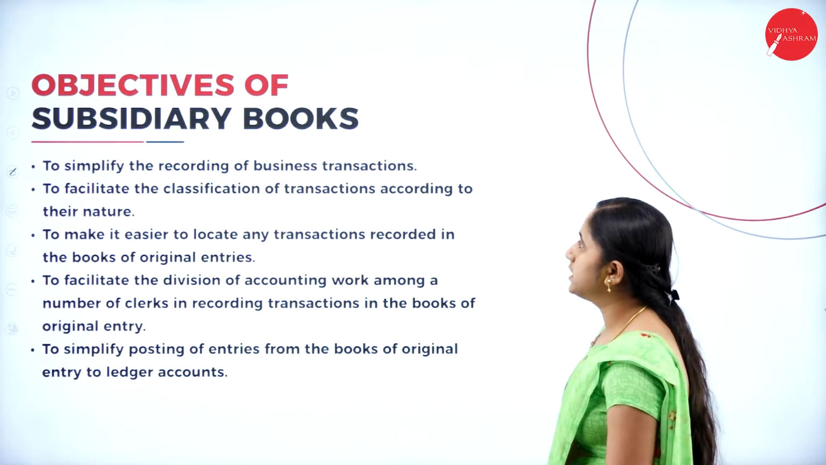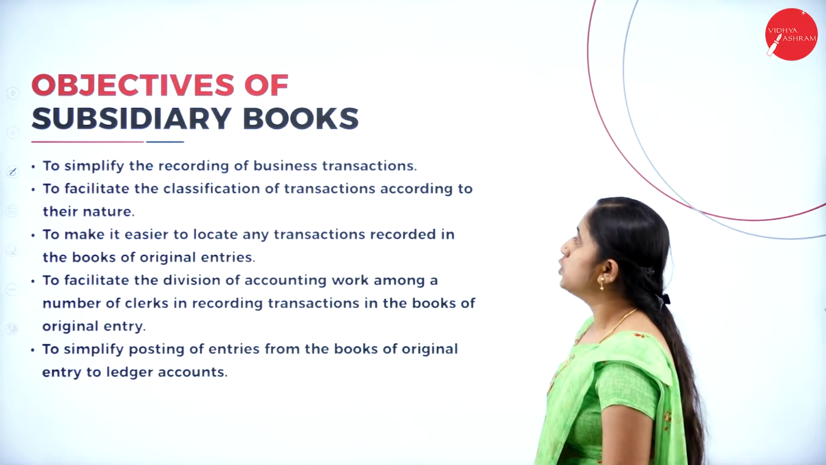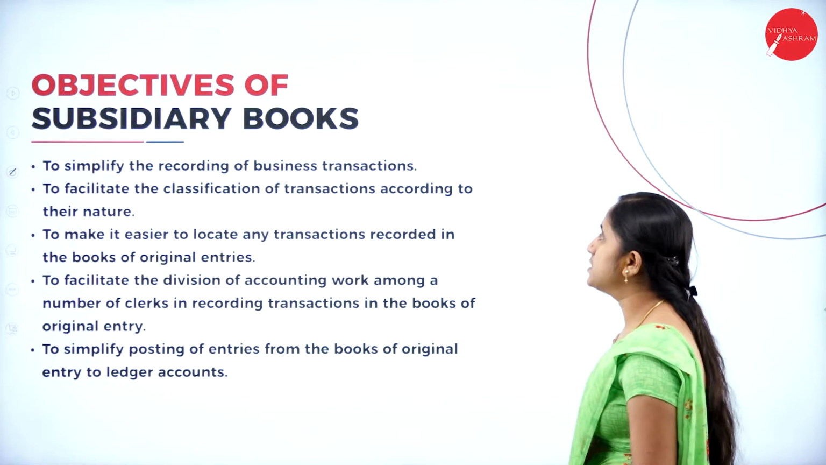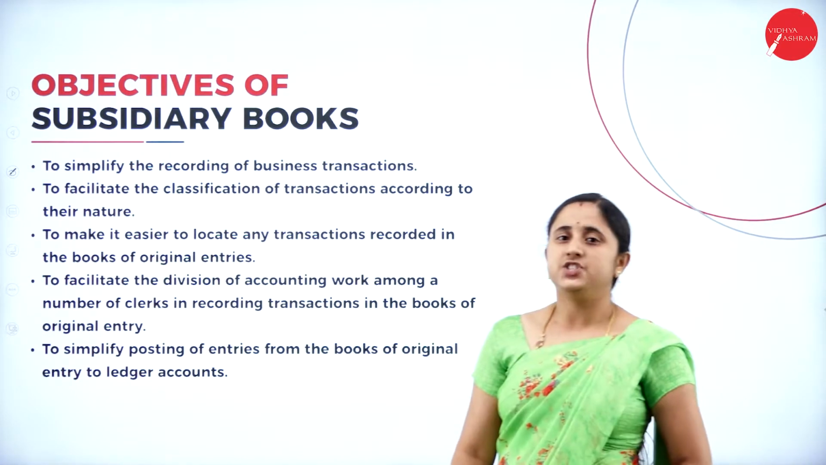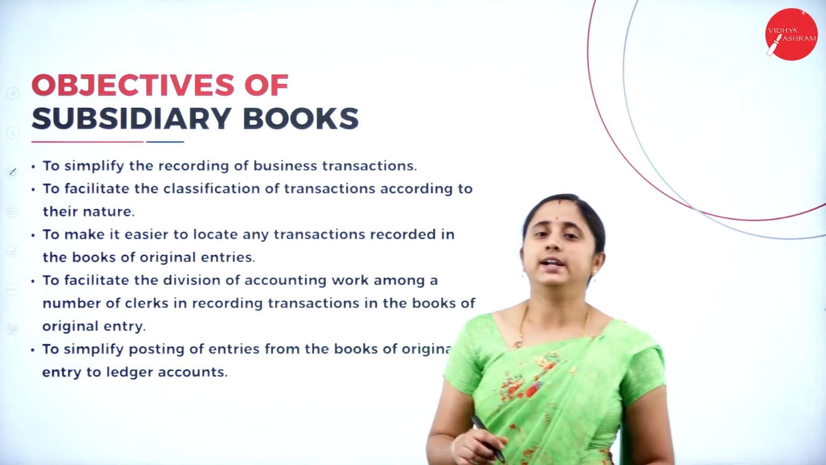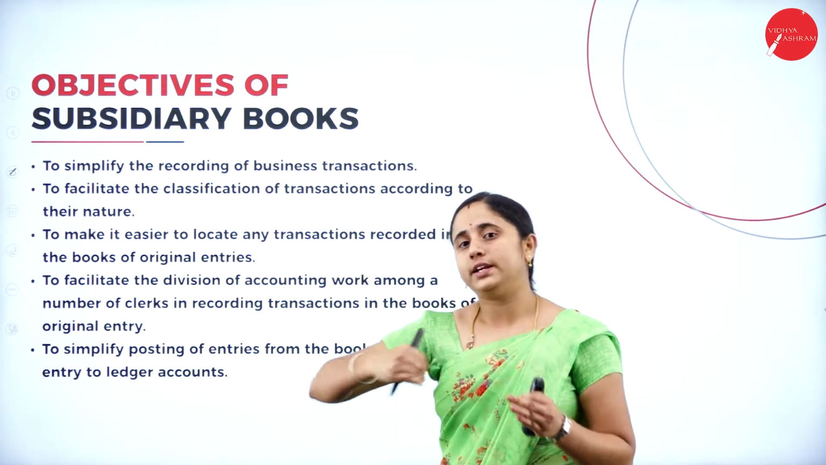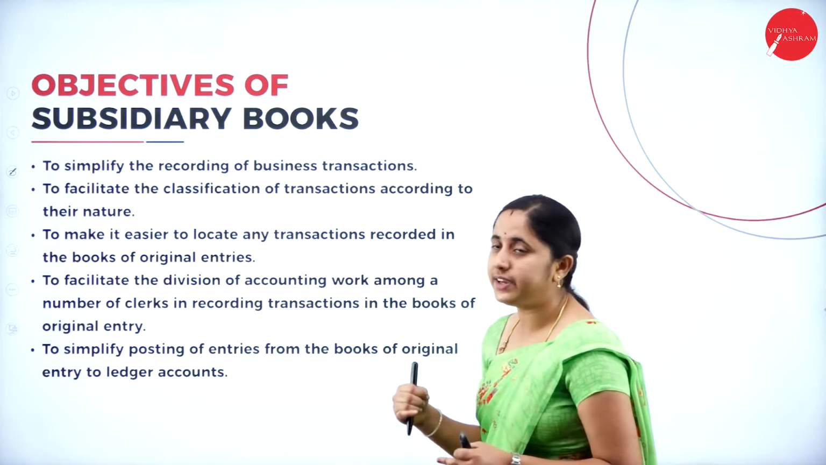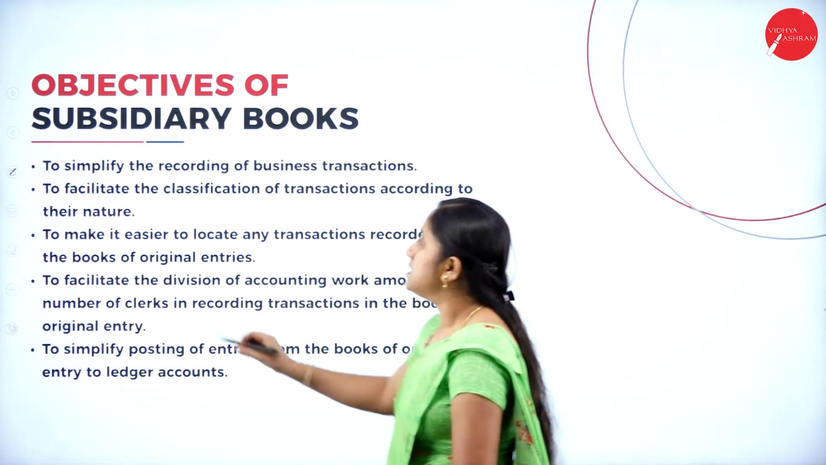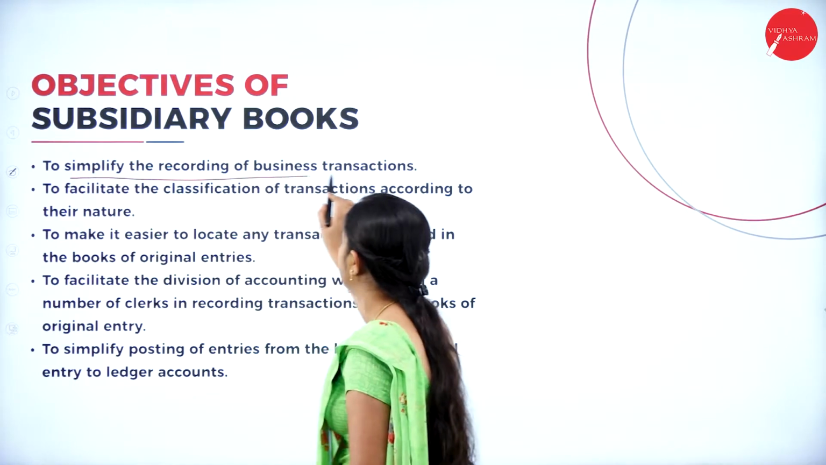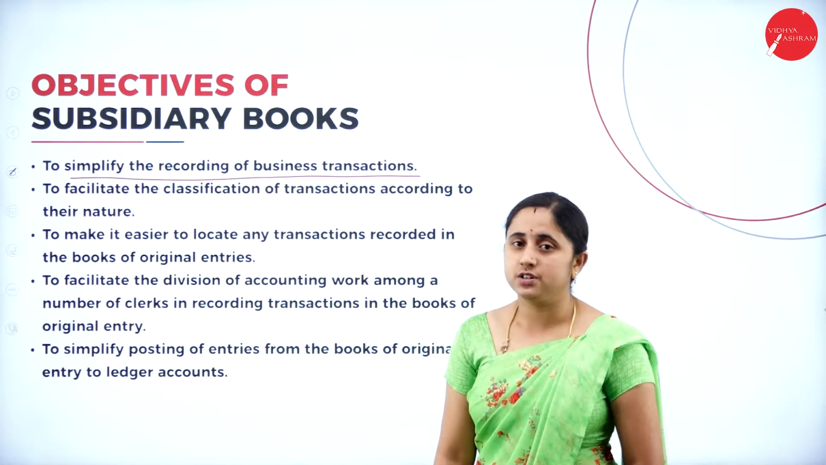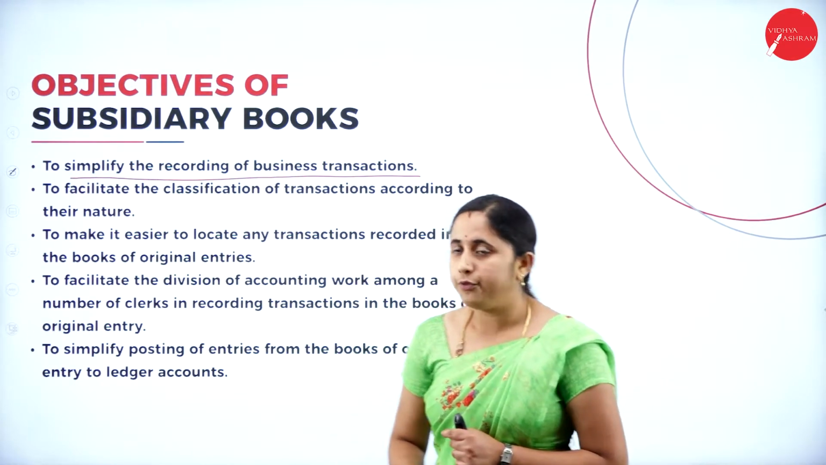Then the objective of subsidiary books is to simplify the recording of business transactions. General journal is difficult for recording transactions, as you will record all the transactions in one book, so it is difficult to identify. Subsidiary book simplifies the recording of business transactions. So it simplifies the work for them.